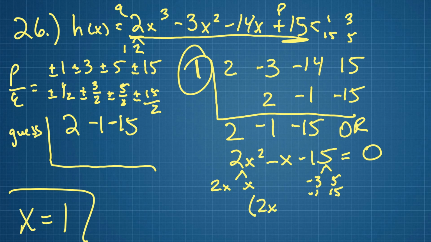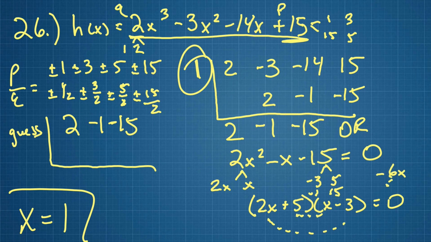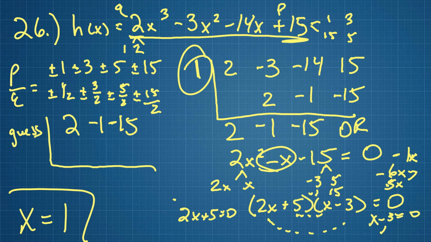So my guess is going to be 2x plus 5, x minus 3. I'm going to set it equal to 0. Let's see. The outside is minus 6x. The inside is 5x. Together, that's -1x, which is what I have here. So this works. So I get to say 2x plus 5 equals 0, x minus 3 equals 0. So x is equal to 3, that's one solution.